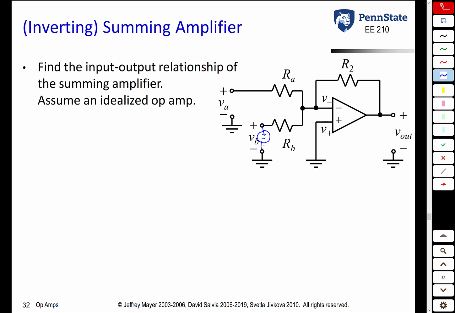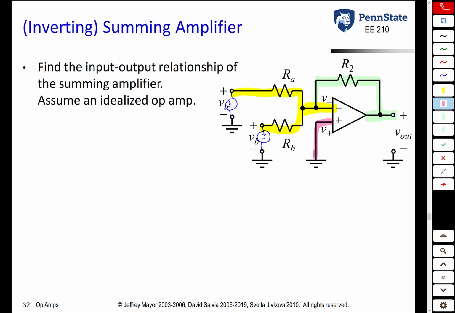We have VB connected through resistor RB, and we have VA connected through resistor RA. Both of those are connected to the inverting input terminal. Then we have a feedback resistor R2 between the inverting terminal and the output terminal. That's our negative feedback. And we're going to ground the non-inverting terminal. So this looks sort of like the inverting amplifier, except instead of just one source connected through one resistor to the inverting terminal, we have two different sources connected through two different resistors to the inverting terminal.